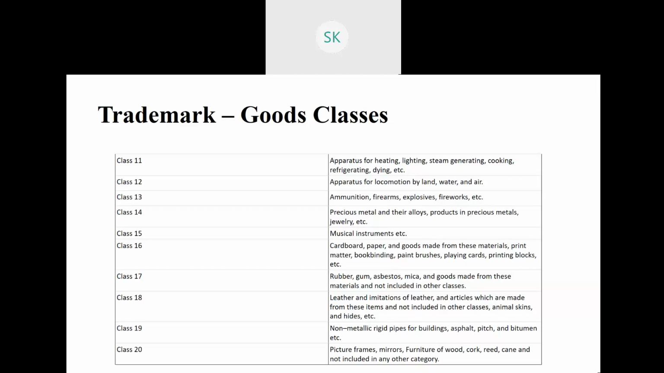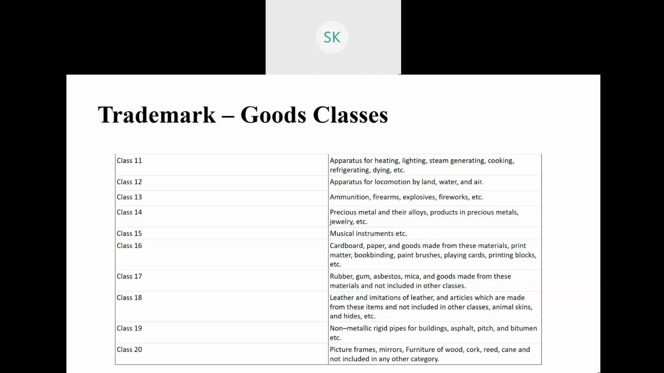Then class 12 comes with locomotives for land, water, and air. In the last slide, we have seen that machines and machine parts excluding land vehicles were there. So the land vehicles or the apparatus for land vehicles are classified under class 12.